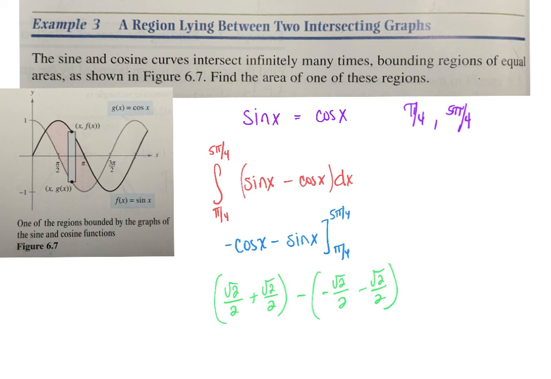If we do this through, we have 1, 2, 3, 4 square root of 2's over 2, which gives us 2 square root of 2.